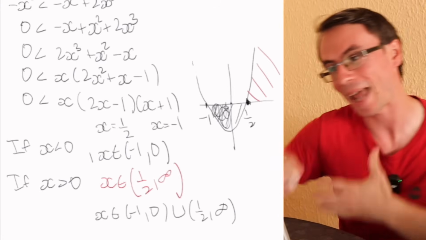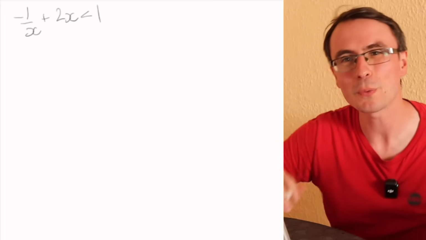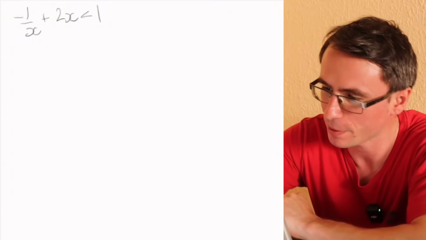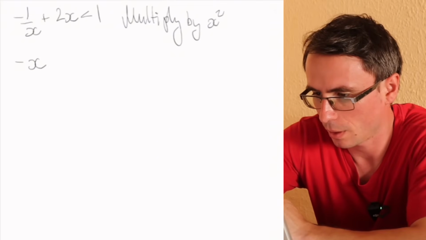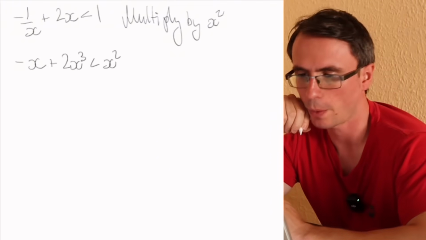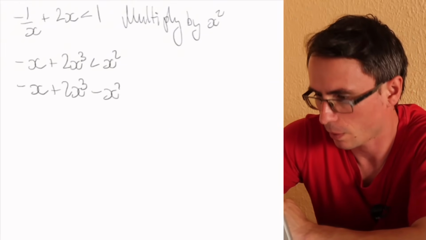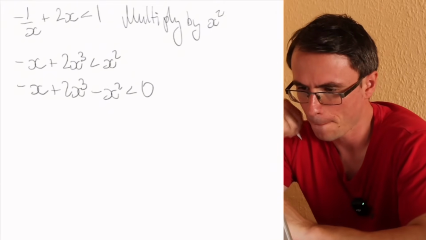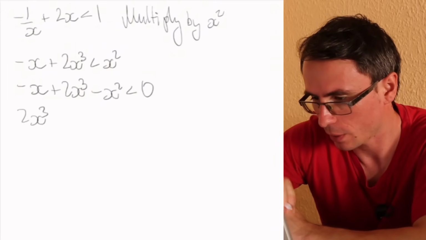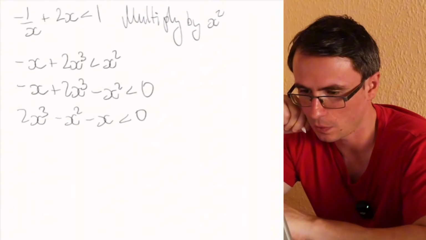Minus 1 over x plus 2x has to be less than 1. Let's tackle this one as well over here. I'm going to once again do the little trick of multiplying by x squared, being always positive. So now we're going to get minus x plus 2x cubed, that's going to be less than x squared. Minus x plus 2x cubed minus x squared is less than 0. Now let's just tidy this expression up a little bit. So we're going to get 2x cubed minus x squared minus x is less than 0.